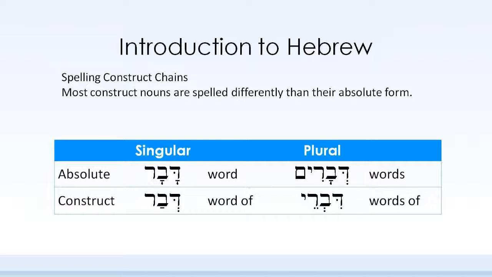But the construct plural form is divrei. In this example, the shva has lengthened to a hiriq, the qamets has shortened to a shva, and the hiriq yod final mem has transformed to a tsere yod. In both examples, however, the absolute form is different than the construct form.